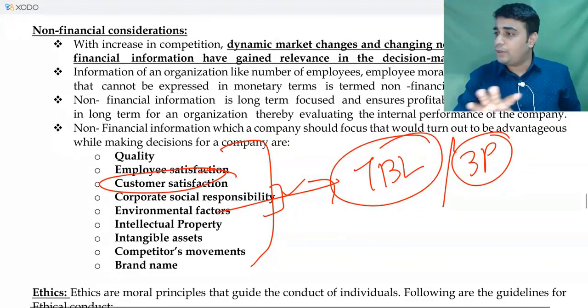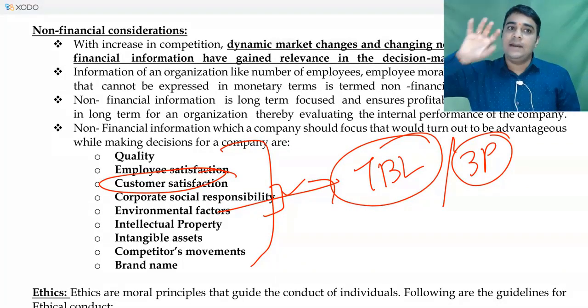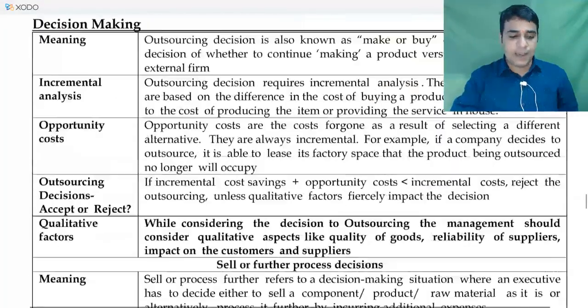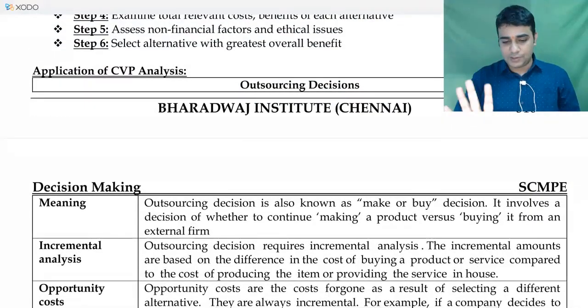Next, apart from the non-financial considerations, these are general non-financial considerations; you will see different decisions. There are specific non-financial considerations. I am going to discuss that. I thought today I could do it, but time will not be sufficient. I will discuss that later. I will first close on the ethics part.